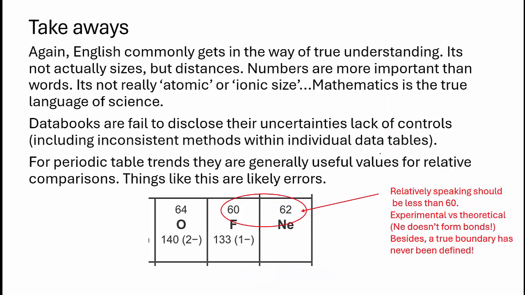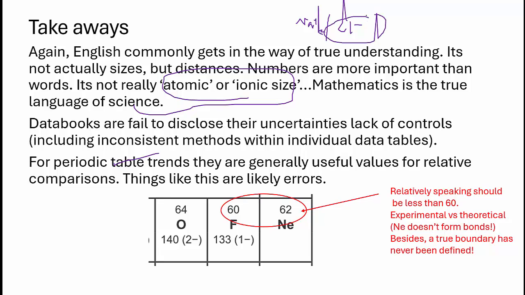So the takeaways are: the English gets in the way. It's not actually ionic or atomic size. What actually counts is the experimental evidence, and the experimental evidence is not the atomic size, it's the distances between each other. And that's not even taken into account when you have a cation and an anion. Where are we drawing it, halfway? How do we determine how much bigger the chloride ion is than the sodium ion? We're looking at numbers all the time in scientific evidence.